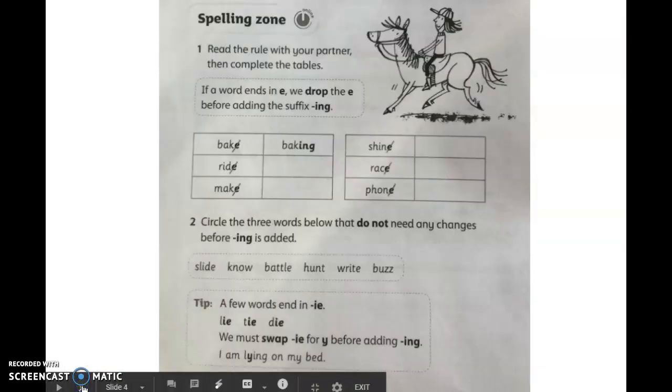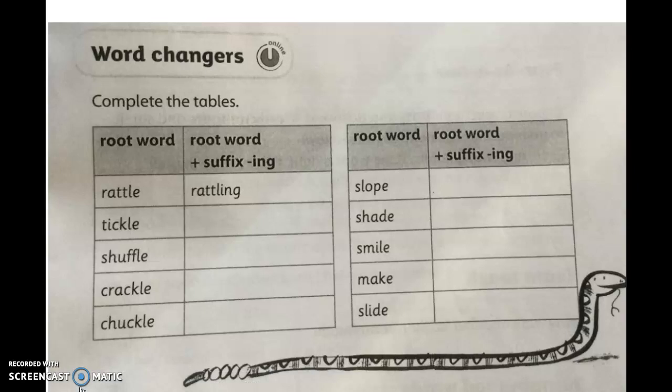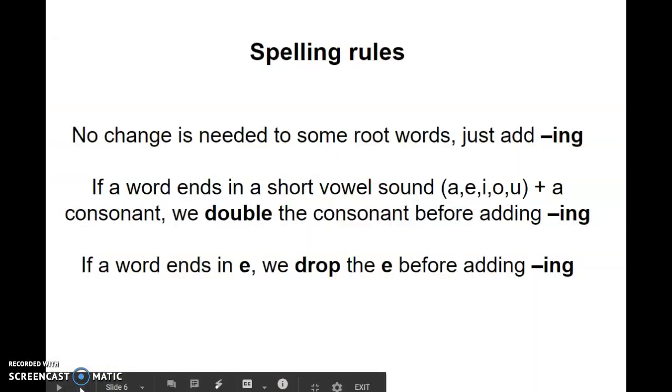And the next one, again, it tells you the rule, and down here you've got another tip. So remember, you must read the tip because these tips are very important. And then you've got another word changer activity. And then just to recap, here are the rules in case you want to go back. Okay, so there you go. I'm not going to do any more talking. You can get on with your practicing of the spelling rules, okay?